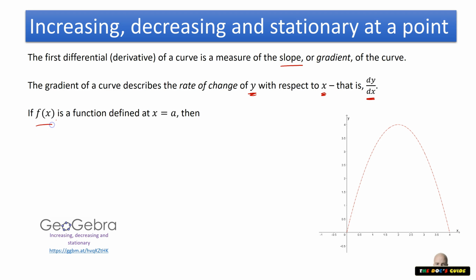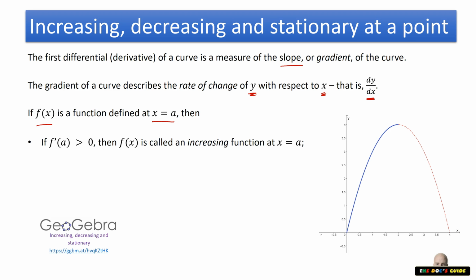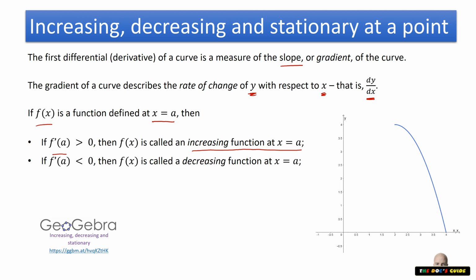Now, if f of x is some function, and it's defined at a particular spot, x equals a, then we can say that if f dashed of a, the slope of the curve at the point a, is greater than 0, so it's got a positive slope, tending up to the right, then f of x is an increasing function at x equals a. So for the curve on our right here, this blue part is all the parts of the curve where the function is increasing, or all the values of a, if you like, for which f dashed of a is positive, greater than 0. If f dashed of a is less than 0, then we've got a decreasing function.